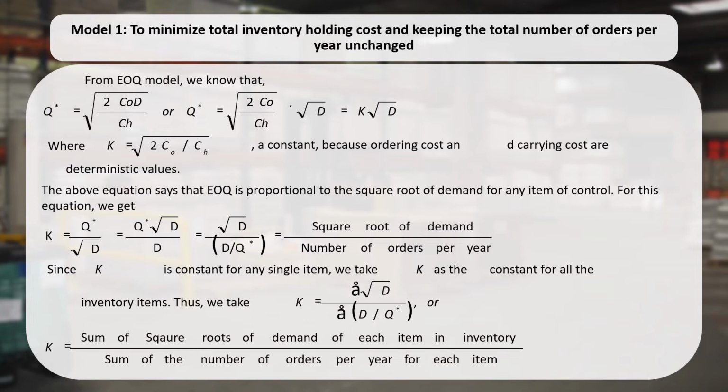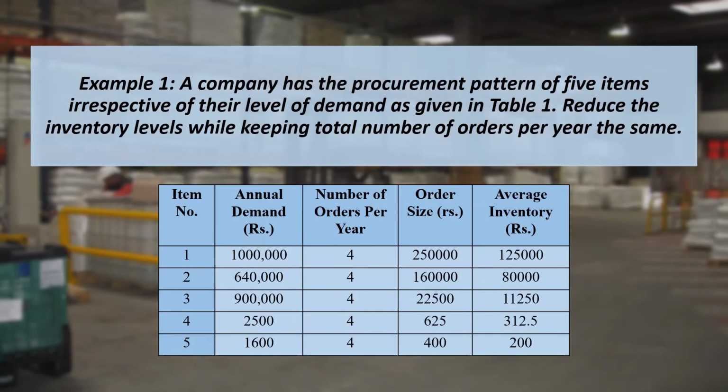Now let us take one example. A company has the procurement pattern of 5 items irrespective of their levels of demand, as given in Table 1. Reduce the inventory levels while keeping the total number of orders per year the same. The table provides 5 different items and their annual demands. For example, item 1 has an annual demand of 10 lakhs, and the second item has an annual demand of 6,40,000, and so on.